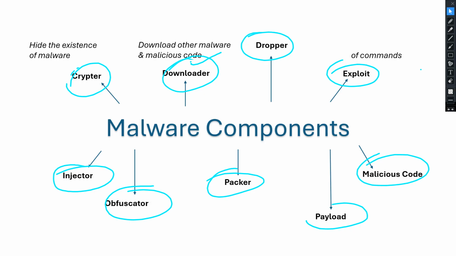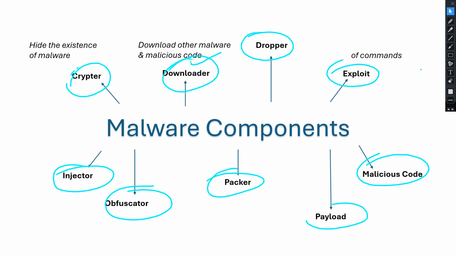So downloaders download other malware and malicious code. Let me explain. It's a type of Trojan that downloads other malware or malicious code from the internet to a PC. So first you deploy the downloader, and the Trojan that downloads is used to download other malware and malicious code from the internet. This is called a downloader.